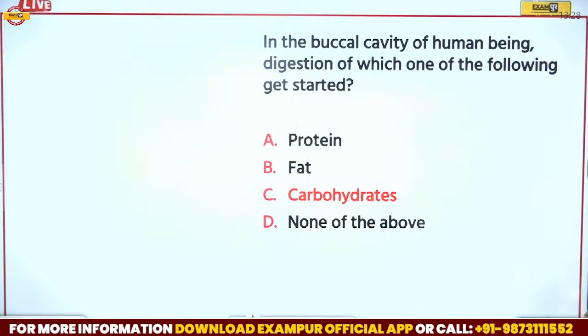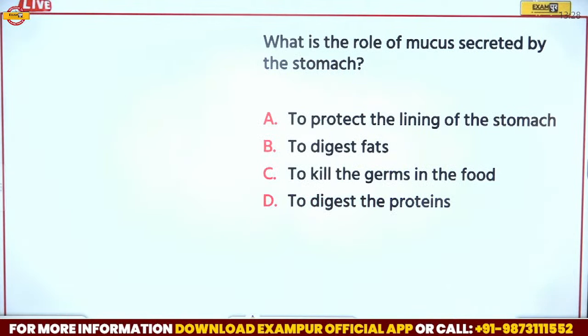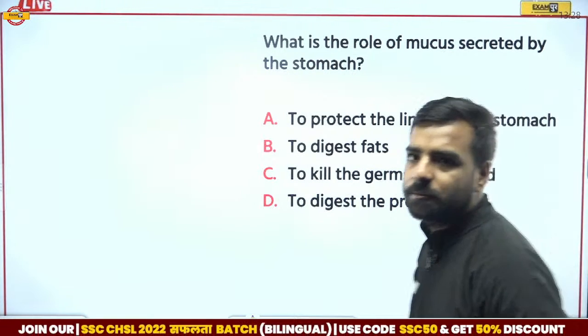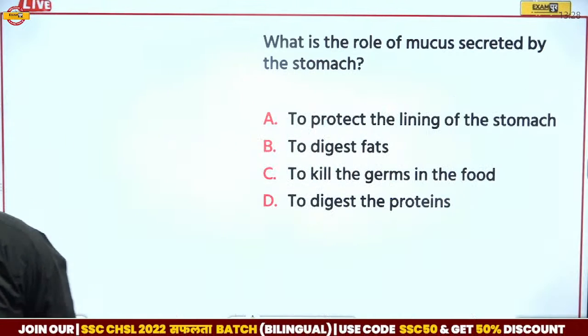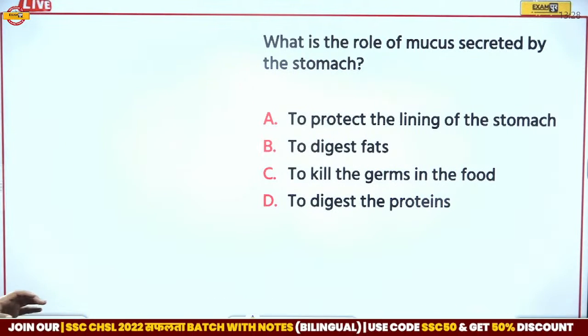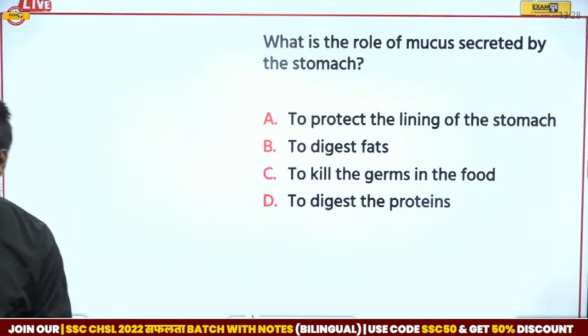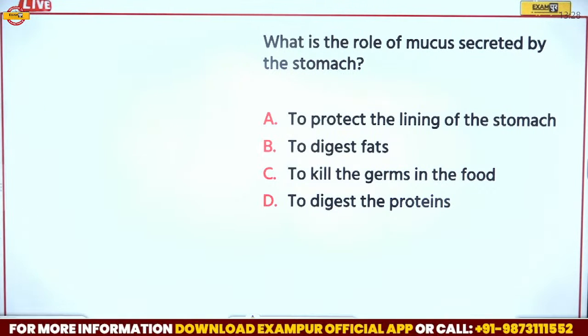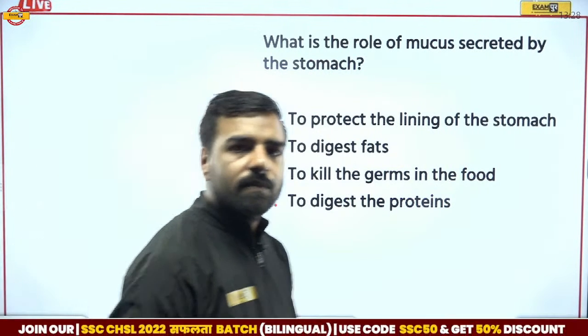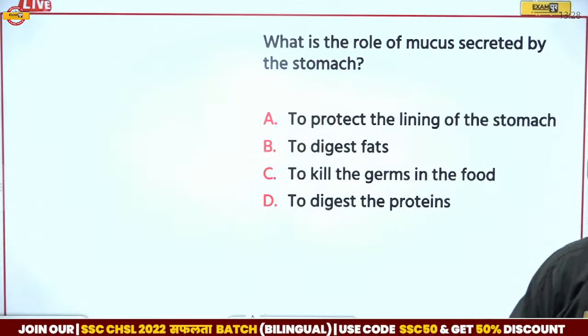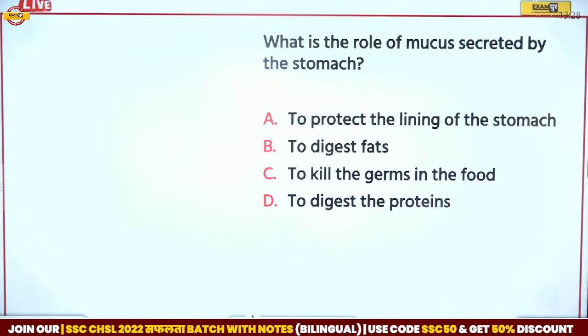Okay. Next we have, what is the role of mucus secreted by the stomach? I guess now you can answer this. We have discussed it, right? So what is the role of mucus that is secreted by the stomach? Is it the digestion of fats? What do you think? What is the correct answer over here?